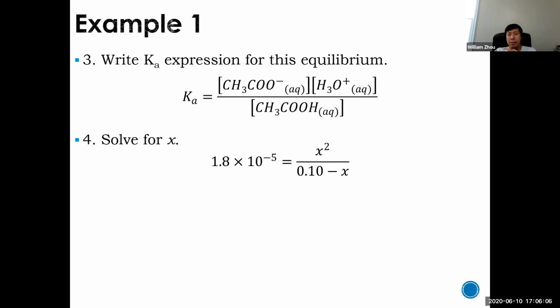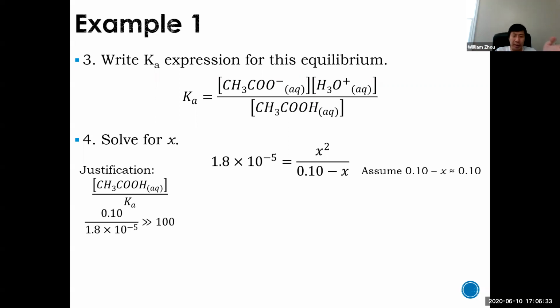You could use the quadratic formula for this, but that is very tedious. Instead, we will assume that x is a tiny number, so subtracting x won't matter. You can pretty much always assume this for acid-base calculations, because acids and bases, if they're weak, are all going to have very small Ka and Kb values, which would make this work. If you divide the initial concentration by a really small Ka, in this case 1.8 times 10 to the negative 5, if you divide by 10 to the negative 5, what are you going to get? 10,000. So that's a huge number, way greater than 100. So this justifies our assumption.